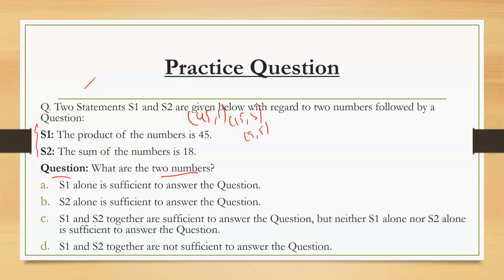Same. When you take statement 2 alone, again the same scenario. It's 18. That means 11 and 7 could be there, 12 and 6 could be there. But when you combine the two, you get what? 15 and 3. So here the answer is C.